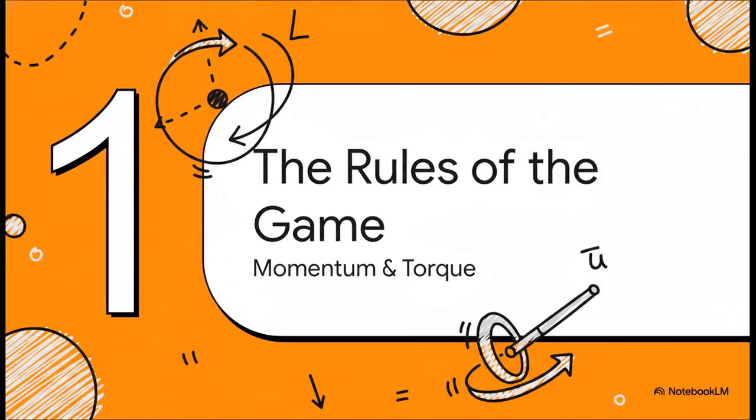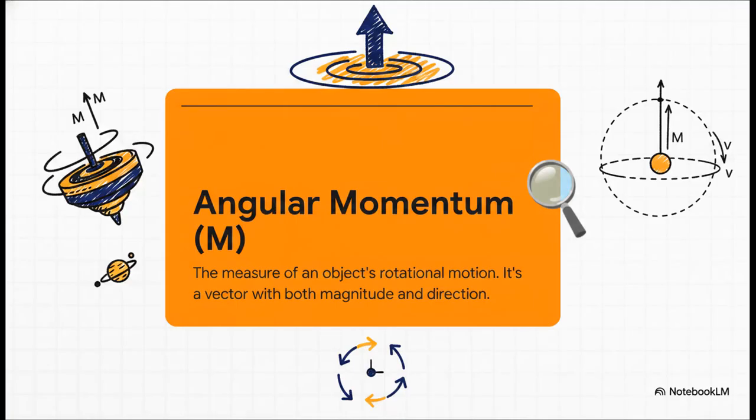Yeah, before we can even think about solving this, we need to be absolutely crystal clear on the rules of rotational motion. And that means we need to understand the two key players in this whole drama: angular momentum and torque. First up, we've got angular momentum. We'll call it M. Think of it like this. You know how regular linear momentum is an object's tendency to keep moving in a straight line? Well, angular momentum is its tendency to keep spinning. It's basically the amount of rotation something has.